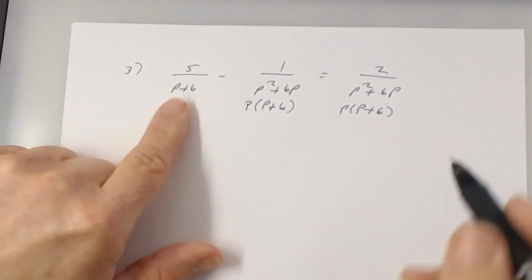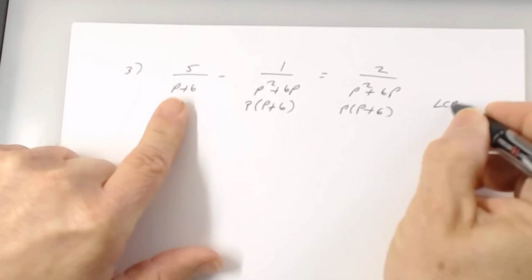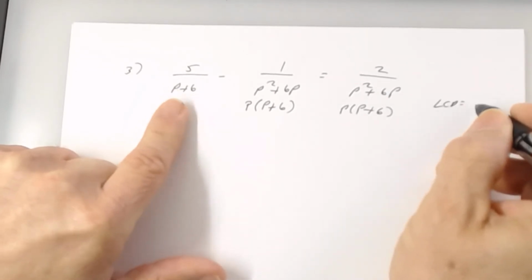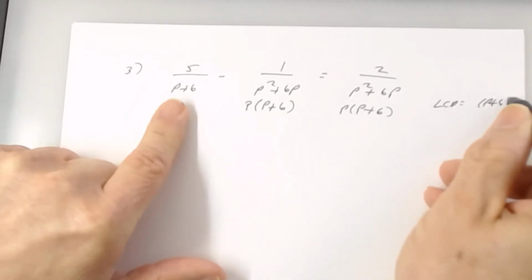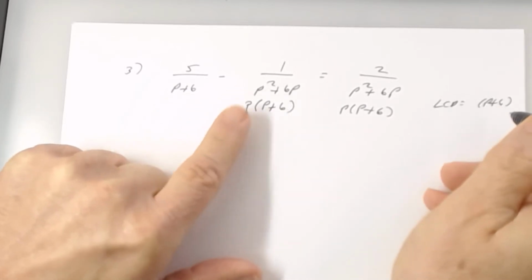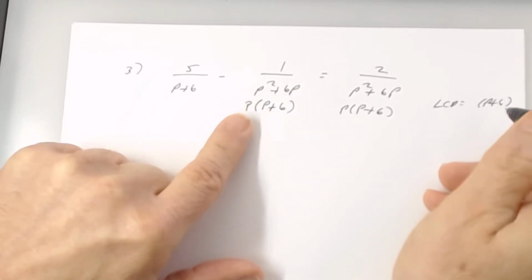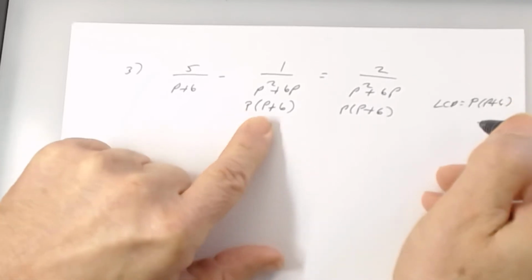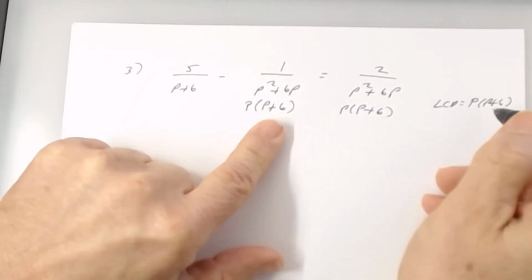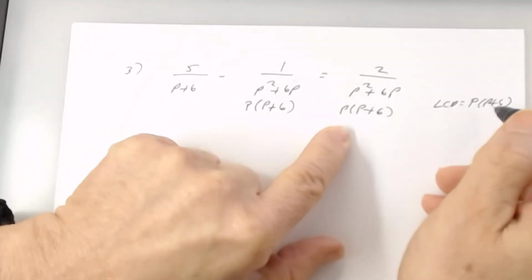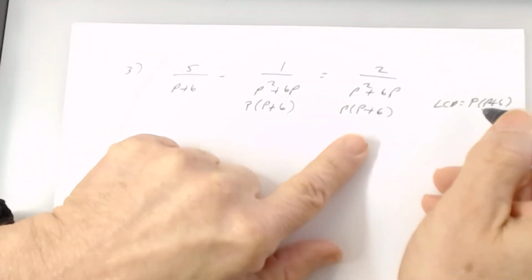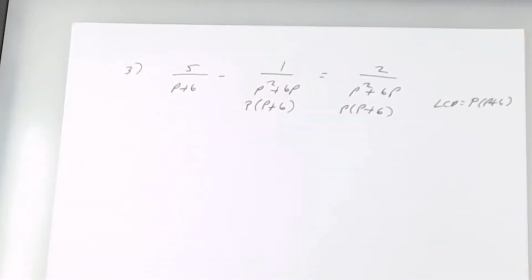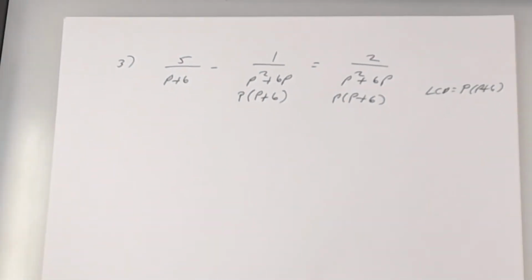So let's start with the first one. What's that factor that you see? P plus 6. I'm going to put that in parentheses for right now. Then let's go to the next fraction. What's that factor you see, the first one you see? P. So I need a P in my LCD. What's the next factor you see? I already have it, right? What's the next factor you see? I already have it. What's the next factor? I already have it. So what's your LCD? P times p plus 6.